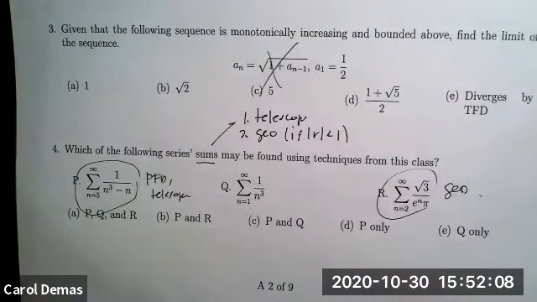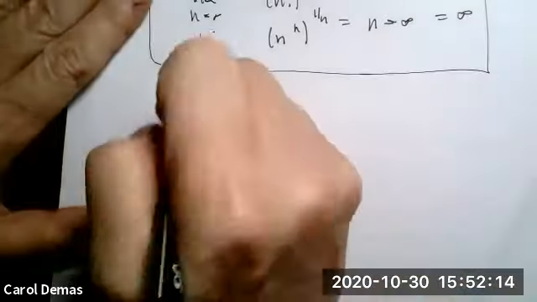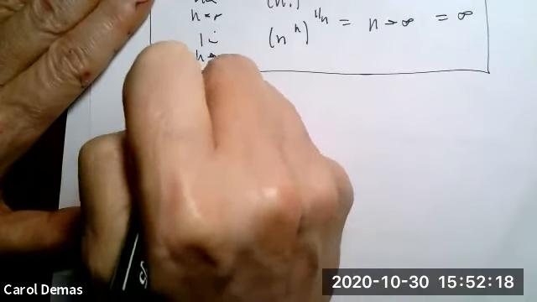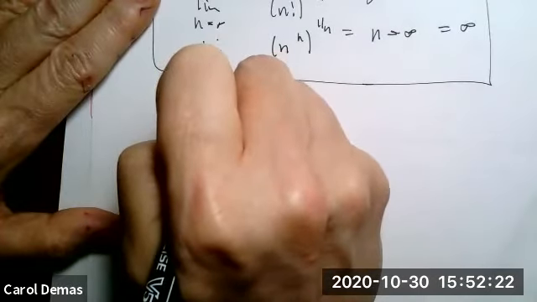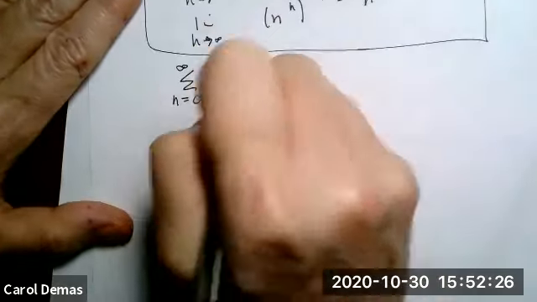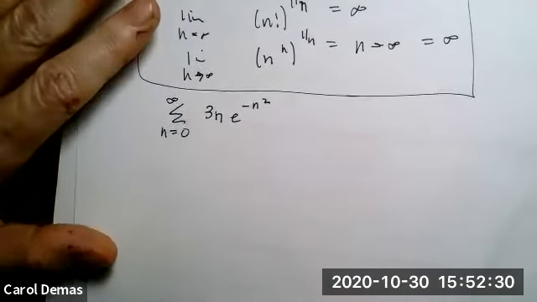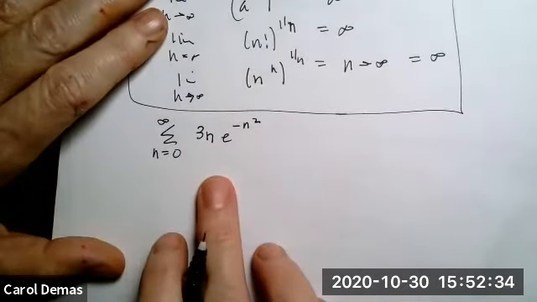All right, now let me do an integral test for you and then we'll be done, because I have another class at 4. So let's say we have the sum from n equals 0 to infinity of 3n e to the negative n squared, and I want to know whether it converges.